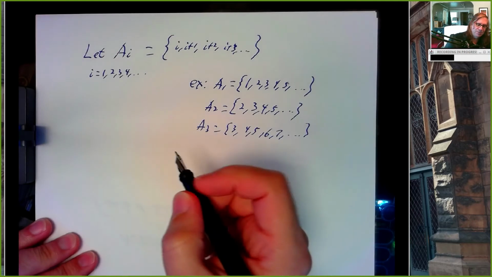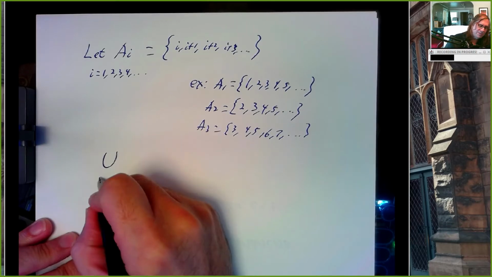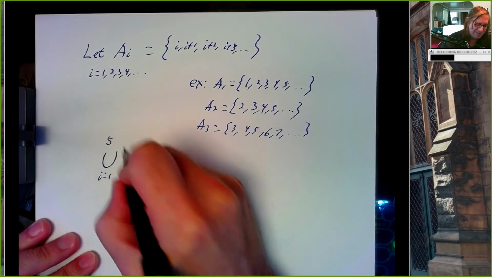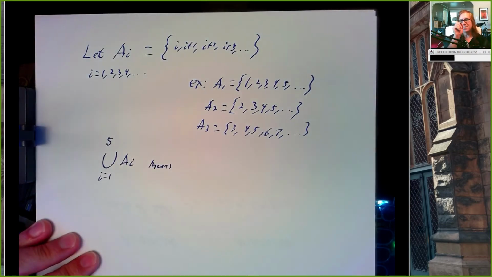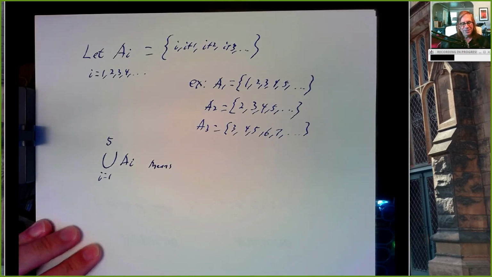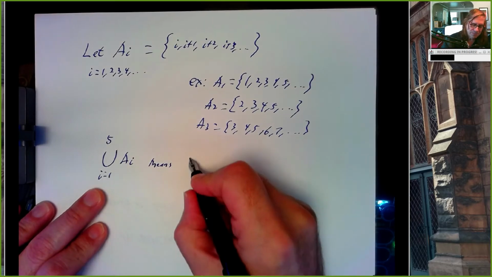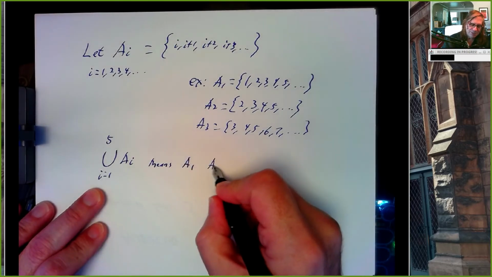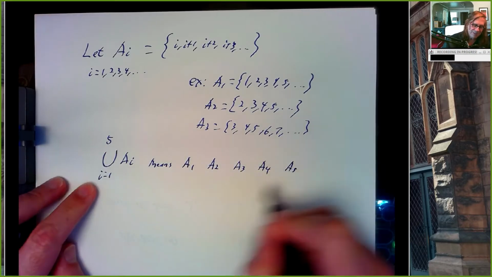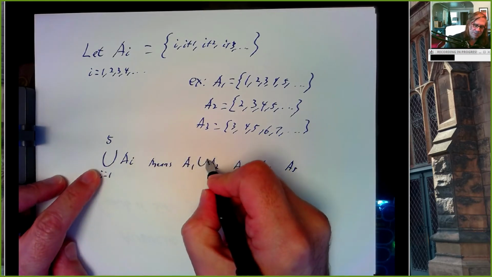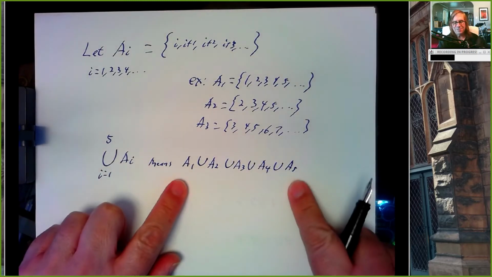So let's talk about unions. So I could write the following: union from I equals 1 to 5 of A sub I. And this is a shorthand. This is like that sigma notation that you write in math class. This is saying, let's take a union of a bunch of things. Let's start with I equals 1, and then go to I equals 2, I equals 3, I equals 4, all the way up to and including I equals 5. And instead of summing them, let's take the union. So that's just a shorthand for that.